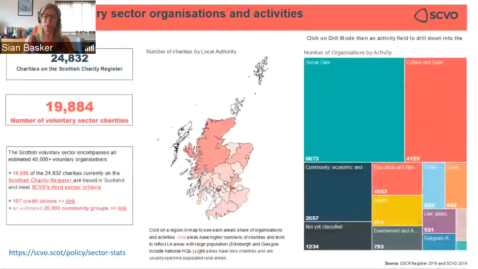For fullness of context, though, I know many of you are based or have been based in Scotland, so this is an overview from SCVO, the Scottish Council for Voluntary Organisations. You just get a feel of there being quite a variety of organisations by size. They're part of the economy and employ people and deliver all kinds of services and products.